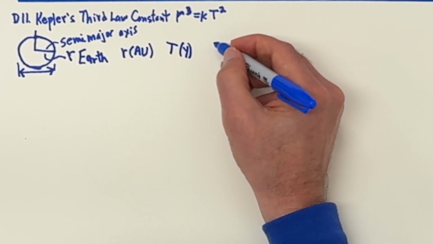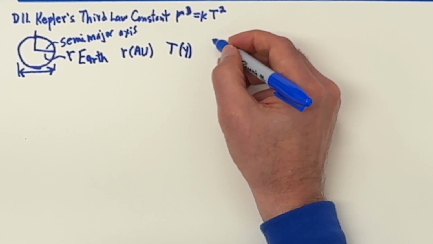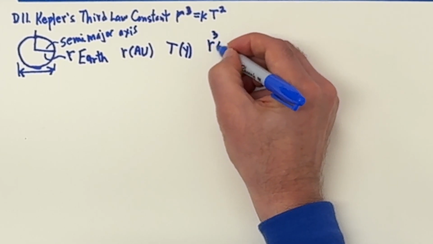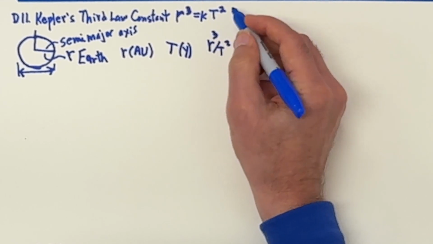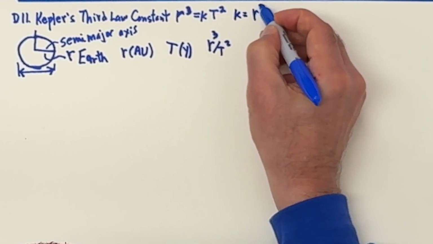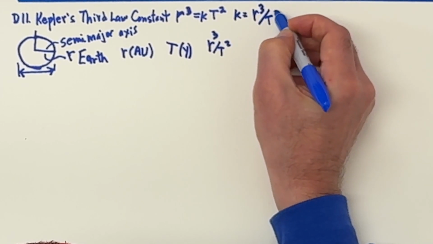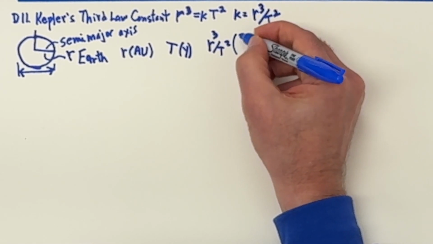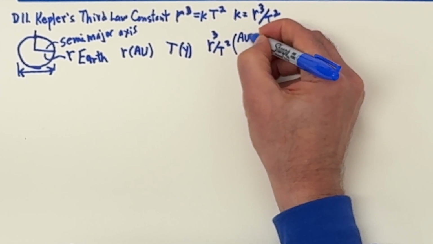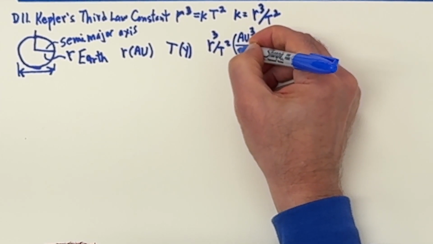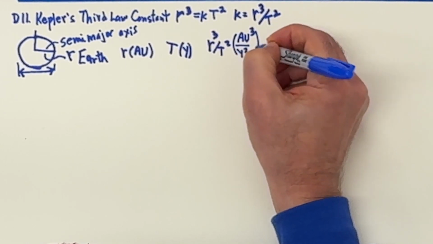And then we'll look at the constant, which is r cubed over t squared. That's the constant from this equation here. K is r cubed over t squared. And the units are astronomical units cubed over years squared.